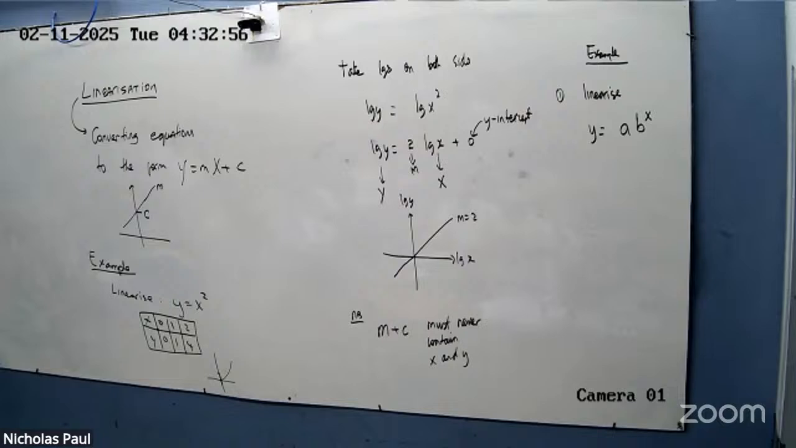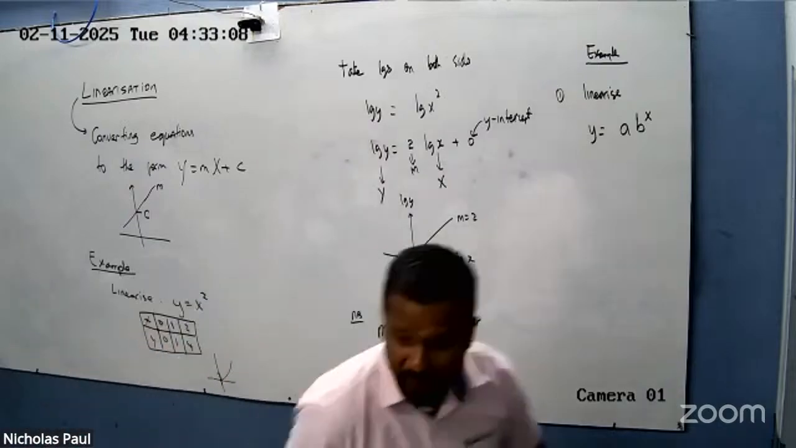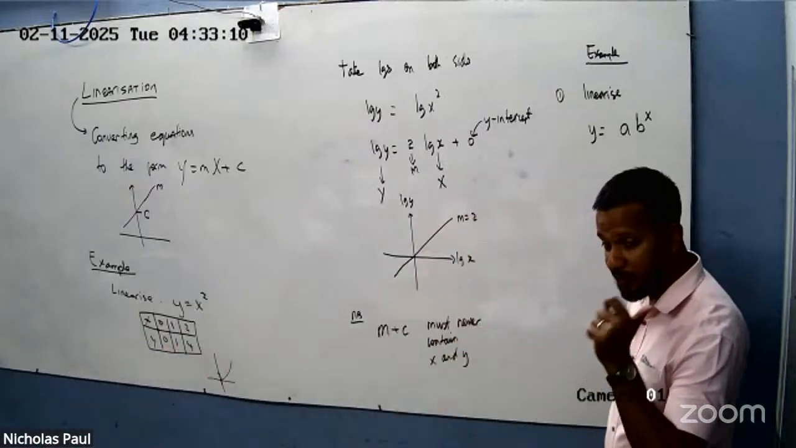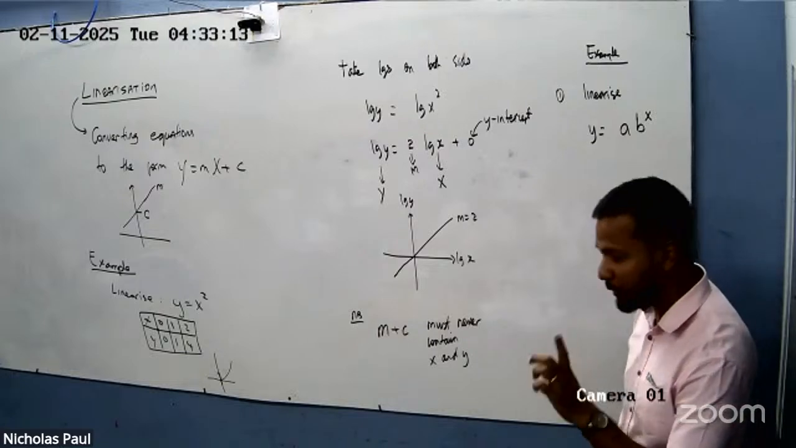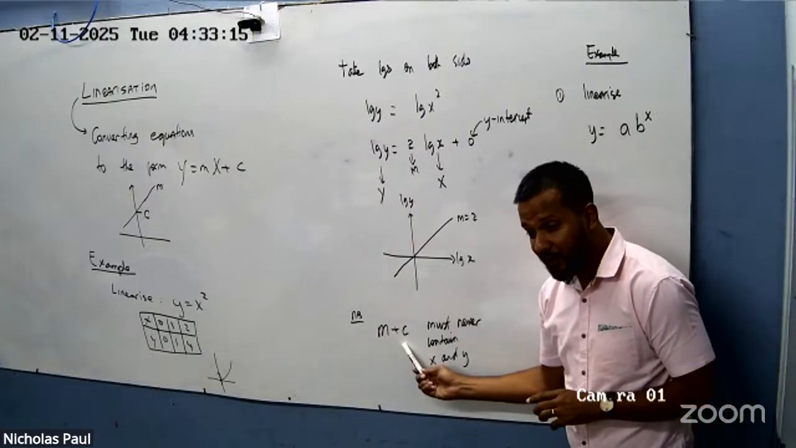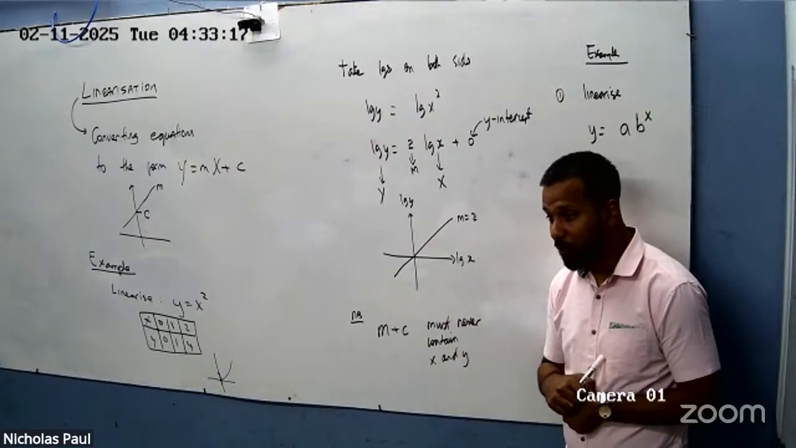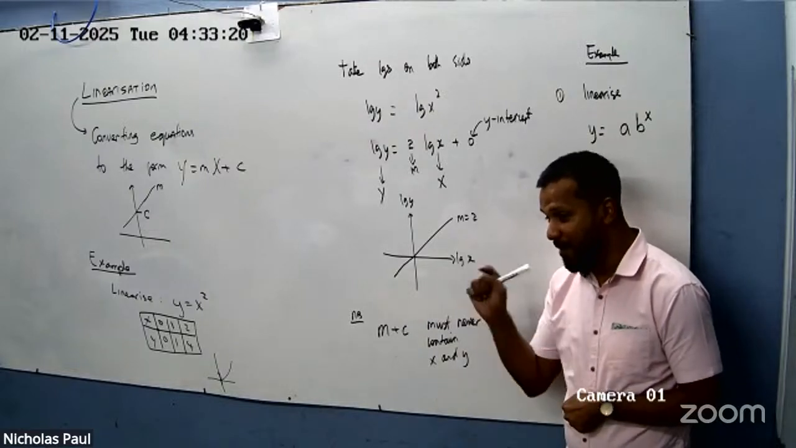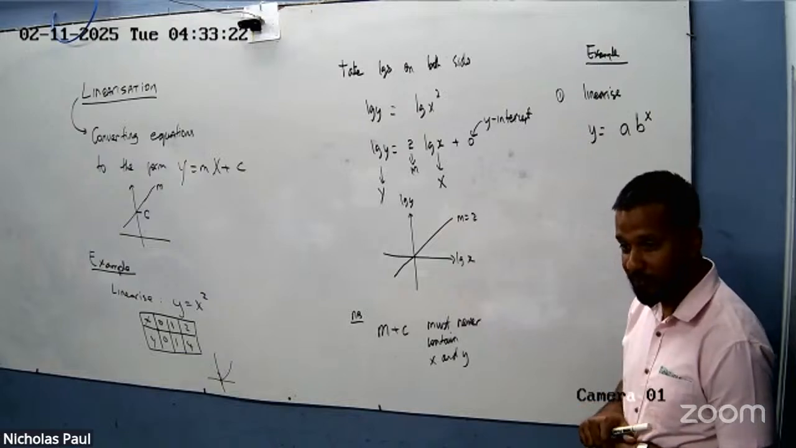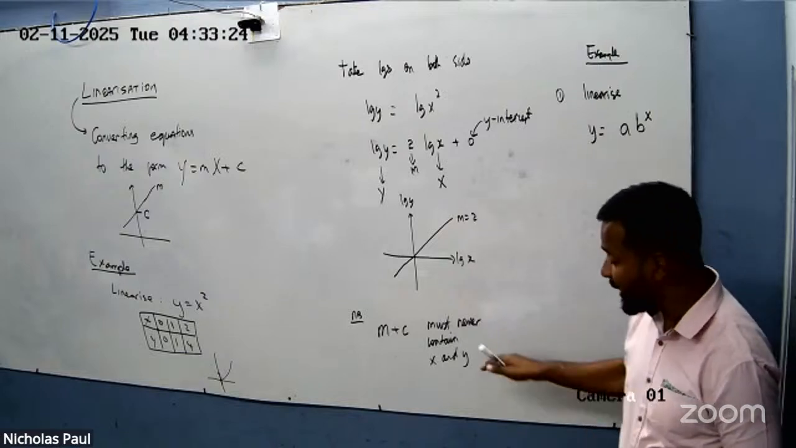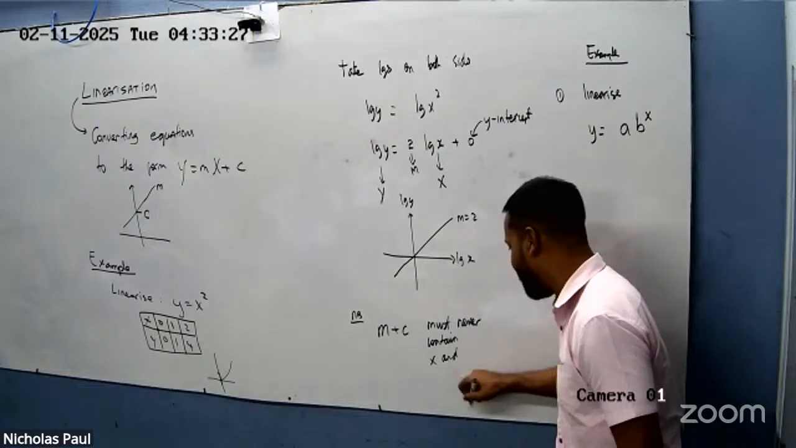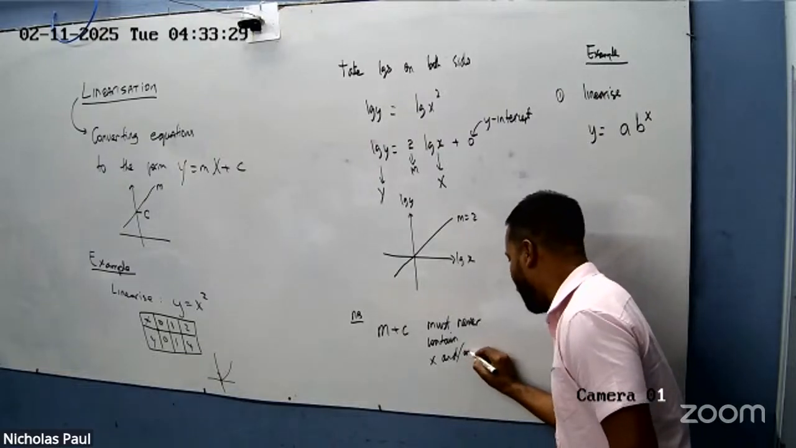Tell me what is y, tell me what is m, tell me what is x, and tell me what is c. Some of you are doing it well. I just want to see what is y, m, x, and c. Here's what's important: m and c must never have x and y in them. Never put x or y in them.